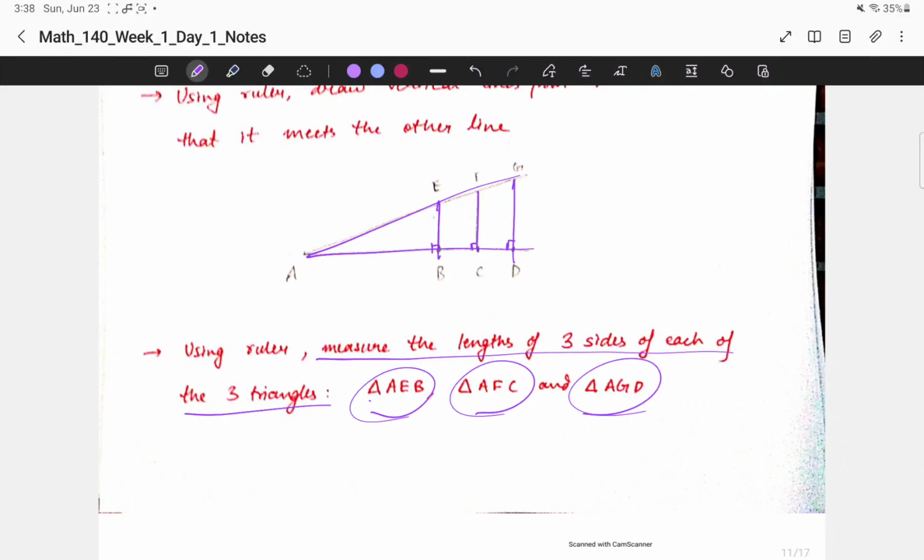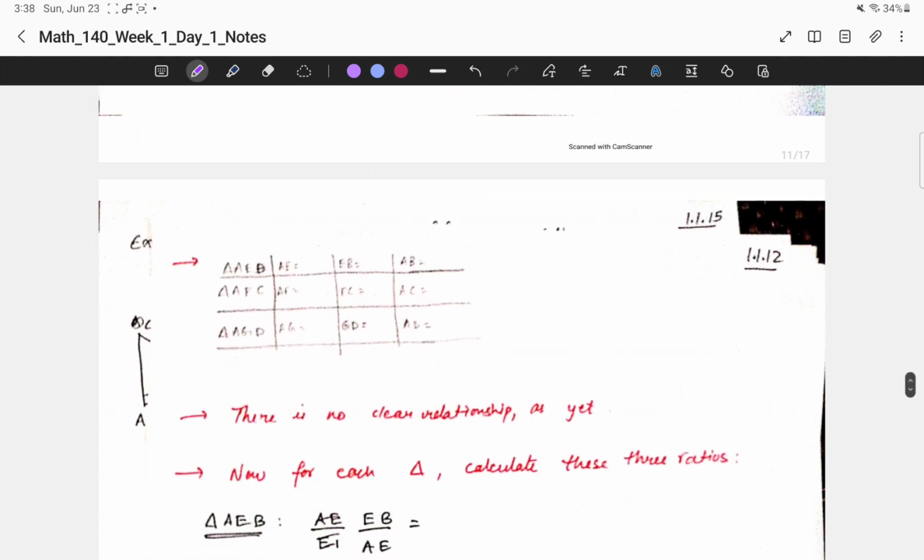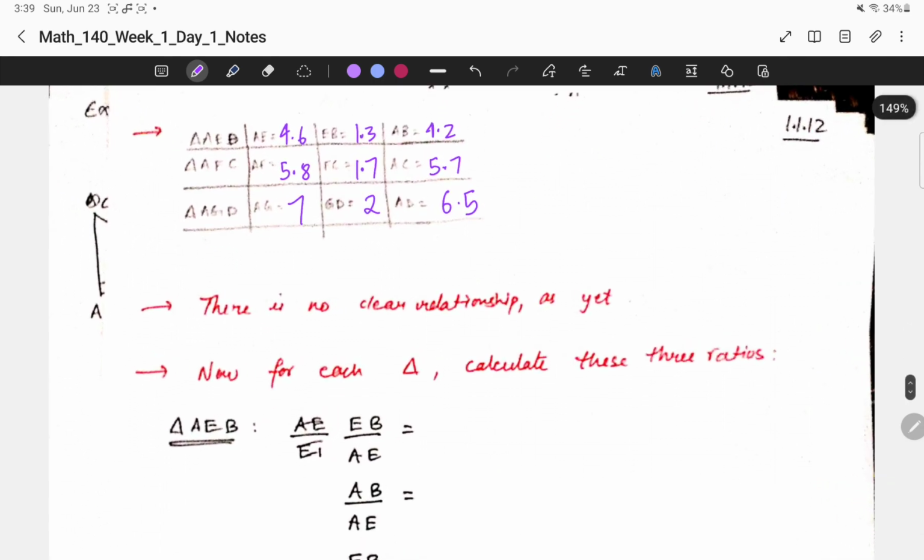Alright, so hopefully you made the three triangles and measured all the three sides of the triangle. Now in my case, I made these measurements and I'm going to fill them out in centimeters. 4.6, 1.3 and 4.2. Then I have 5.8 and 1.7 and 5.7. Then I have 7 and 2 and 6.5. Okay, you would have different numbers.